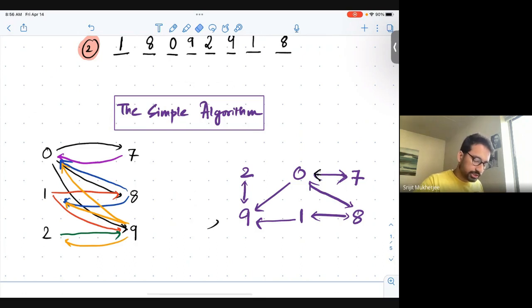Okay, so let's explore this. From 0, you can only go to 7. You can see the arrow here, this one. You can go to 8, you can go to 9. From 1, you can go to only 9 and 8. From 2, you can only go to 9, right? And from 7, you can go to 0. That's it. And from 8, you can go to 0 and 1. And from 9, you can only go to 2, right?